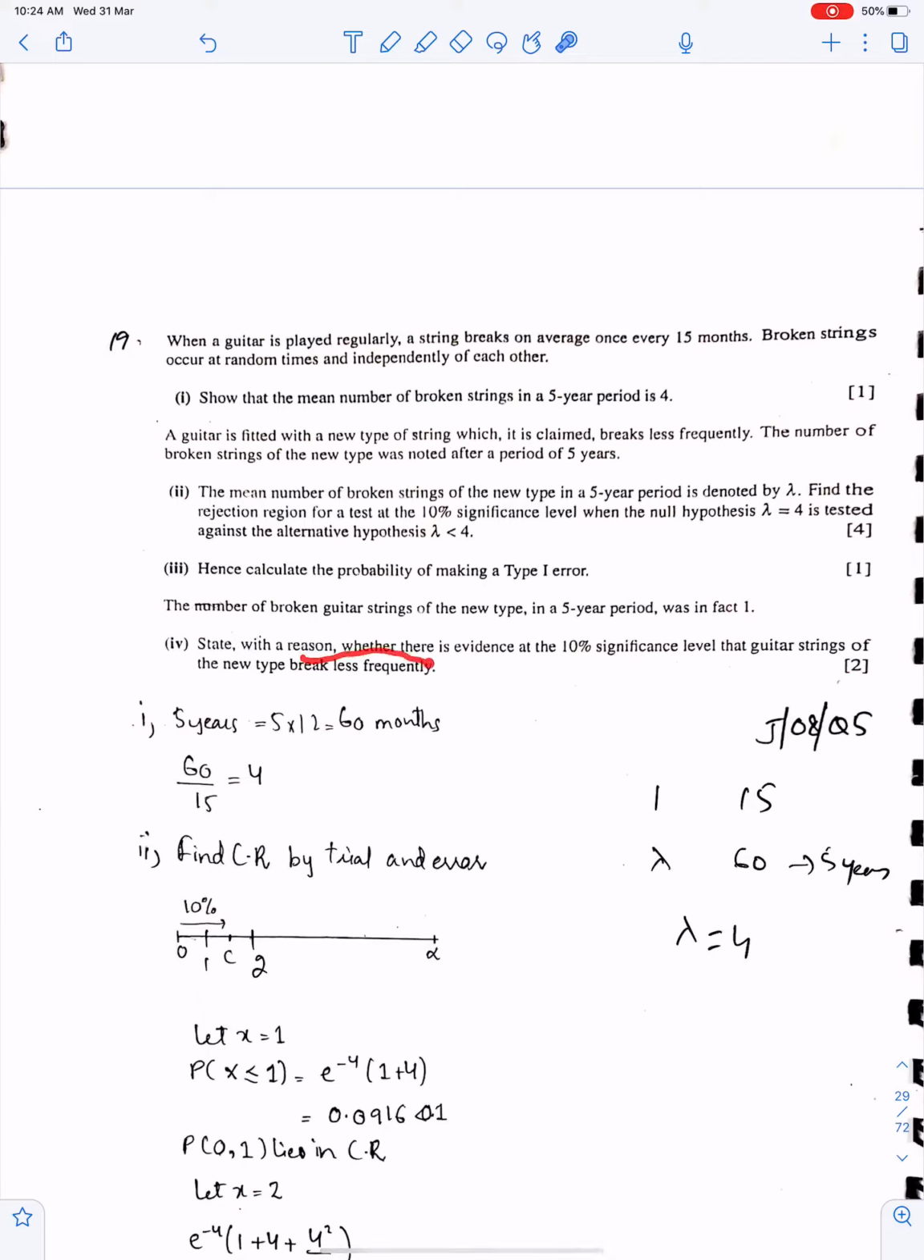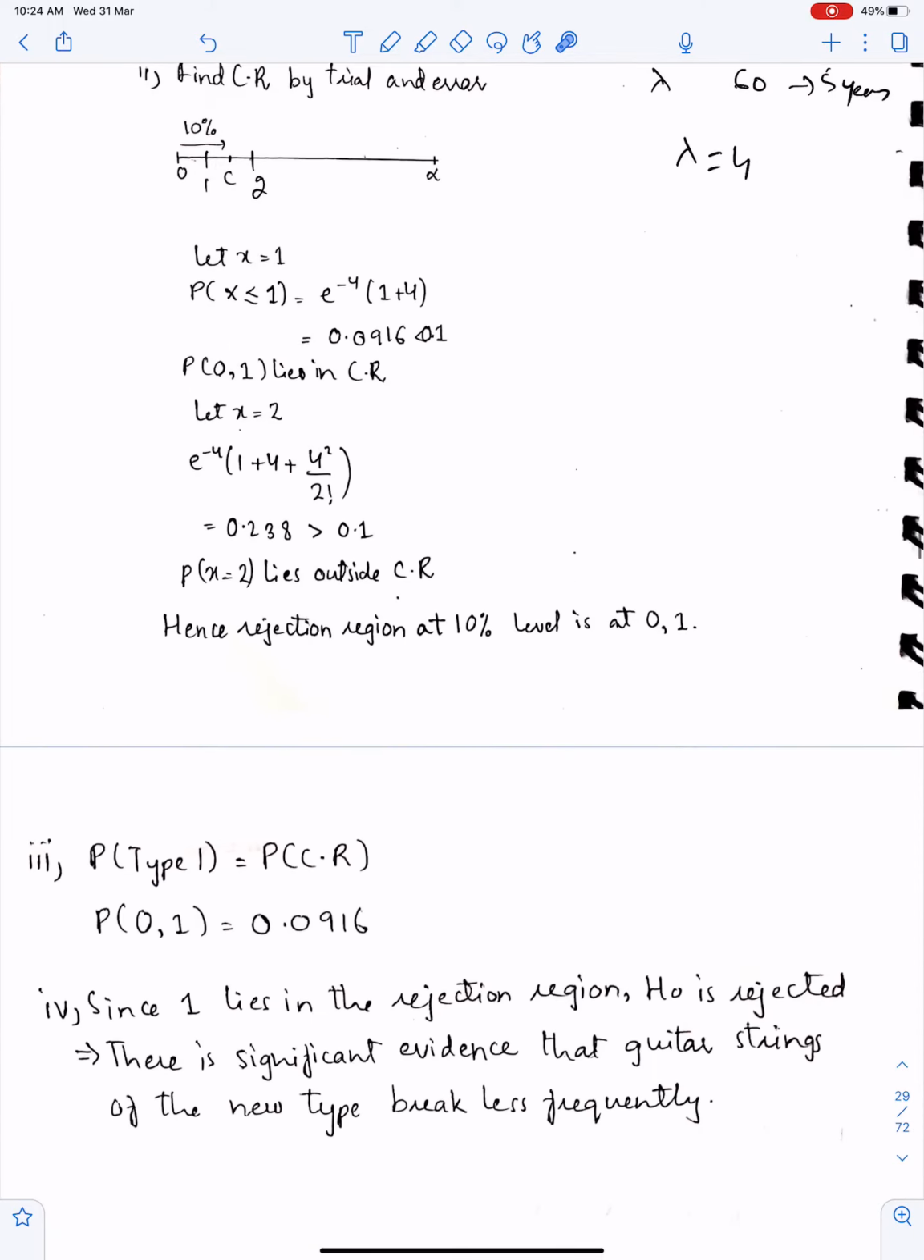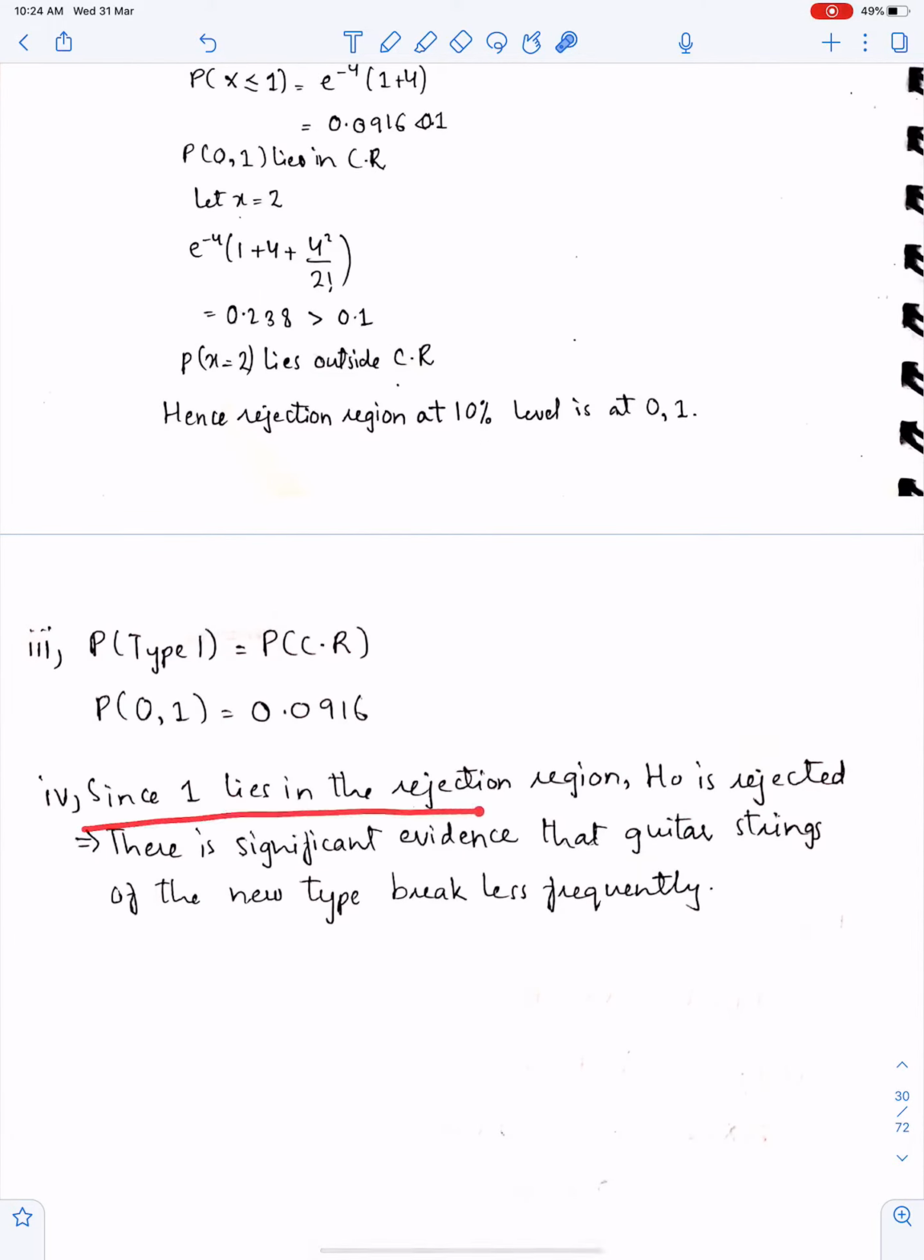State with a reason whether there is evidence at the 10% significance level that guitar strings of the new type break less frequently. Since 1 is in the critical region, you have to reject H naught. You have to accept the claim. Since 1 lies in the rejection region, H naught is rejected. There is significant evidence that the guitar strings break less frequently. Accept the claim.